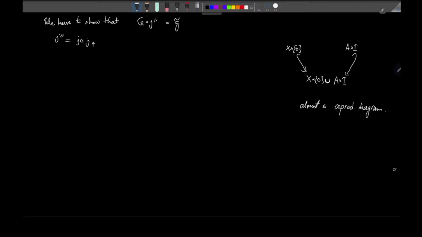But there's one catch: we are not really taking a disjoint union here. We are just taking the usual set theoretic union. So we also have to account for the intersection between the two spaces, which is A cross 0. Since you can include 0, the singleton 0, canonically into I, and you can also include the subspace A into X, you can include A cross 0 into X cross 0 like that, and you can include A cross 0 into A cross I like that.